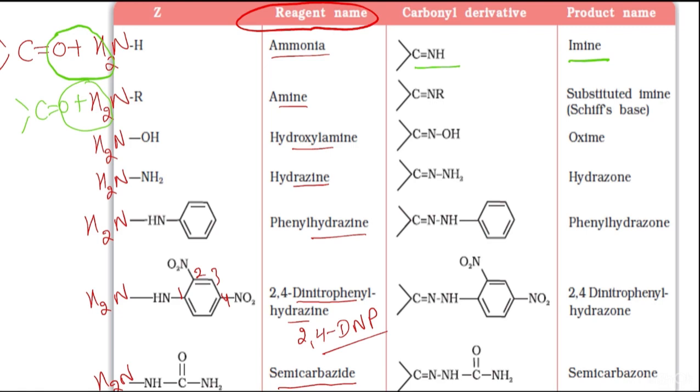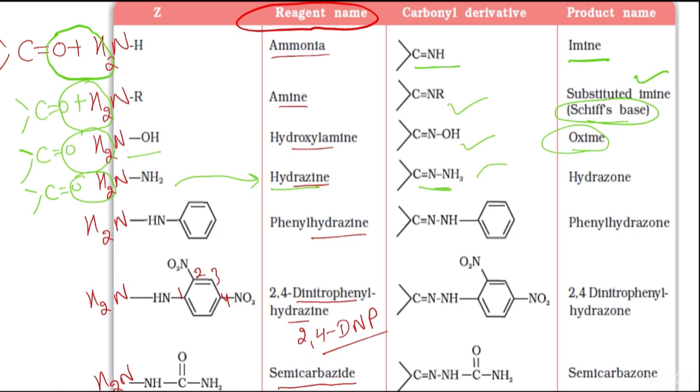So what is left? C double bond NR. This is substituted imine, which is also called Schiff's base. Then you have hydroxylamine, C double bond O, remove water, you get C double bond NOH. This is called oxime, you have to remember the names. So the first three you have understood. Same way, C double bond O, remove water, you get C double bond NNH2. This was hydrazine, so the product is hydrazone.